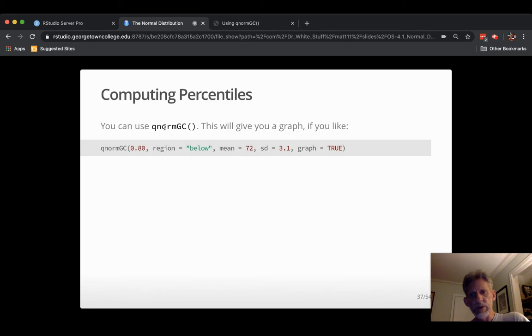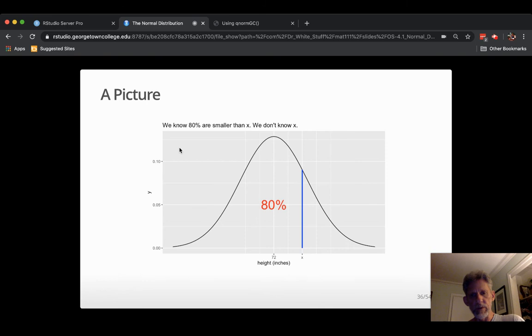So what you use is a function called qnormGC. Q is short for quantiles, which is another word for percentile. The syntax for it is very similar to pnormGC. You say qnormGC, parentheses, because you're using this function. But your first input is that area that you know, 80% or below, so you say 0.80. It's 80% or below, so you say region is below, so R knows that you're talking about this kind of area before a number.